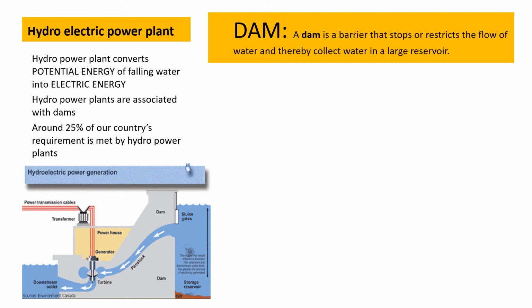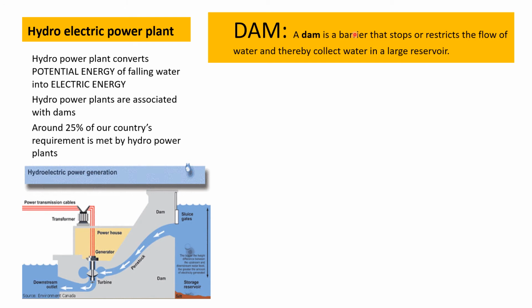So what is a dam? A dam is a barrier, right? Why is it a barrier? Because it stops the flow of water. Here we have water. Here the dam acts like a reservoir. Reservoir means it acts like storage, and it obstructs the flow of water.